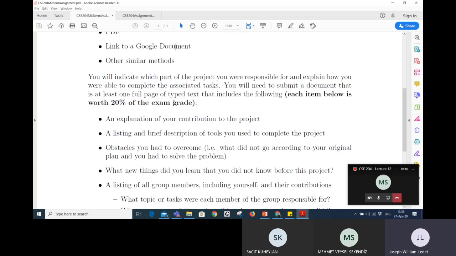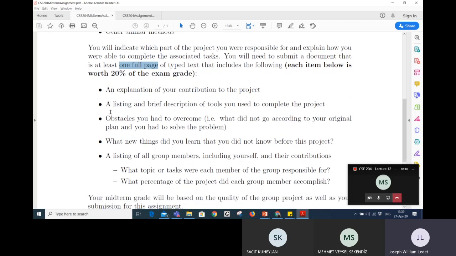Ideally you would like to have this be a couple of pages, but it at least needs to be one full page of typed text. And that's not one full page of typed text with the font size being like 58. Okay, that's one full page of typed text at a normal font, like a 10 or a 12-point font. Okay, and there are 5 parts that are each worth 20% of this exam grade.